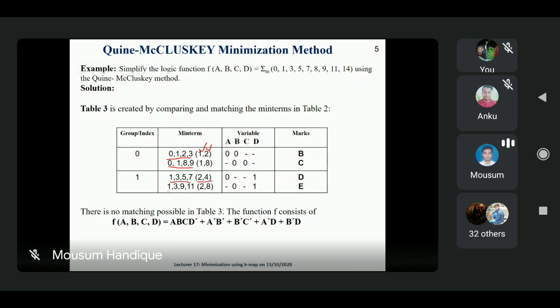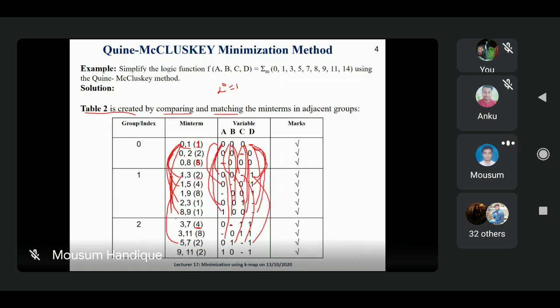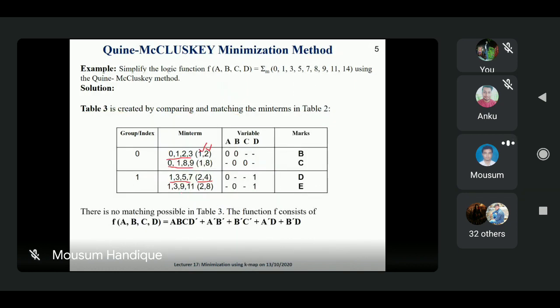Again, you can check 1, 3, 9, 11. You can check from table 2, 1, 3, 9, 11. Which one is the 1, 3? This one is the 1, 3. And this one is the 9, 11. Now you can compare with the bit sequence. This one is 0, 0. The first MSB bit is different. The second MSB bit is same. The third MSB bit is also same. And the fourth, the last LSB, that means it is 1, 1. So only one difference is possible. So here I'm writing 1, 3, 9, 11.